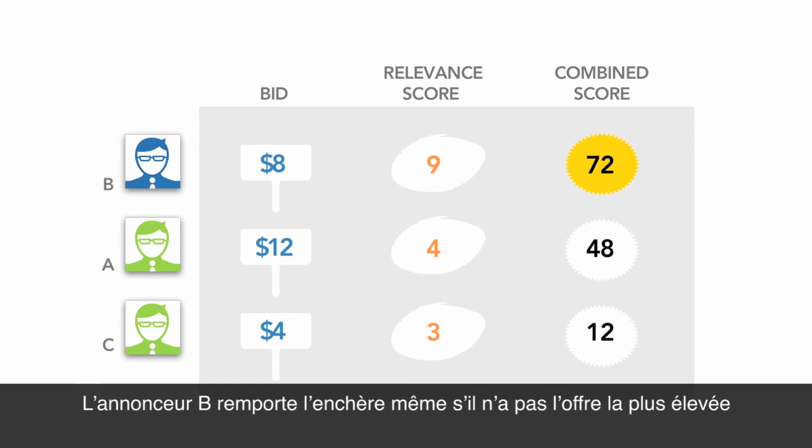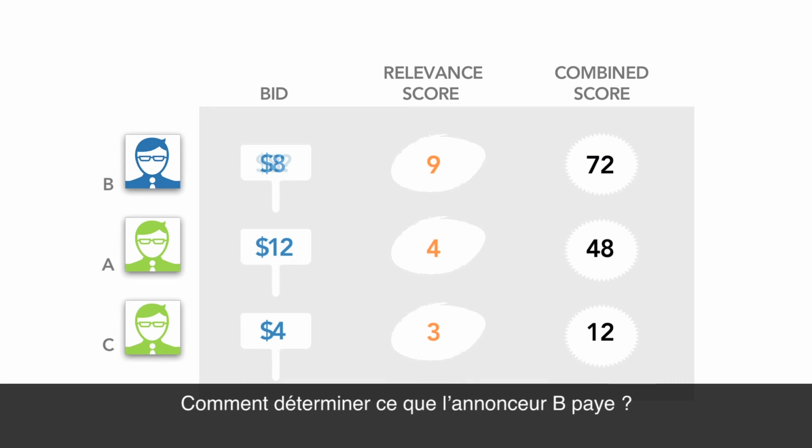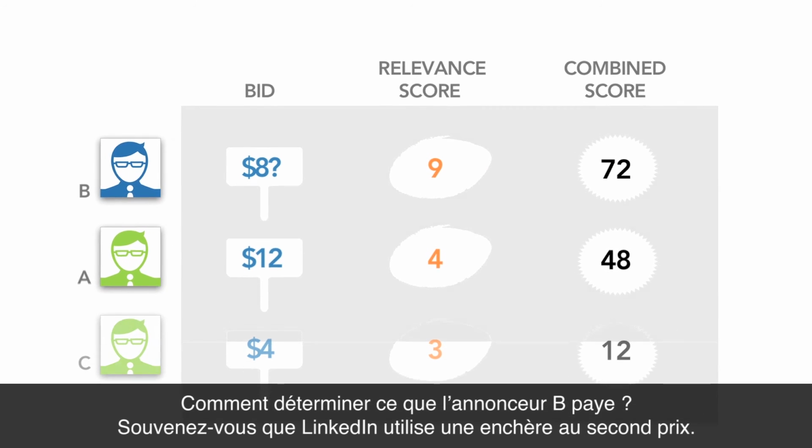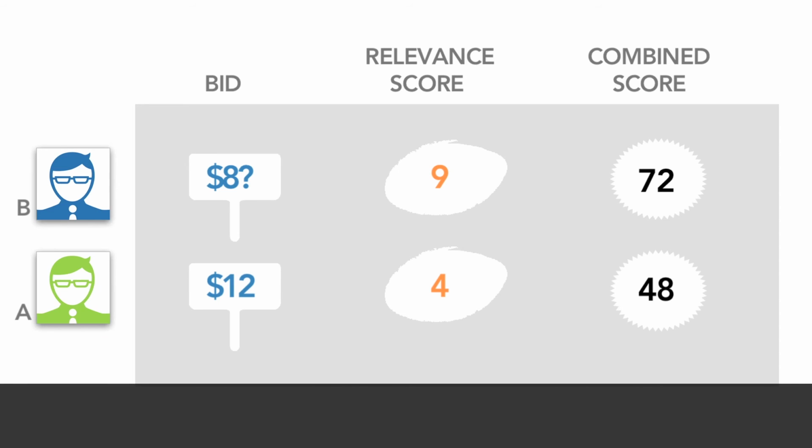Advertiser B actually wins the auction even though they did not have the highest bid because their content was highly relevant. How do we determine how much advertiser B pays? Remember that LinkedIn is a second price auction. Let's put that into practice.